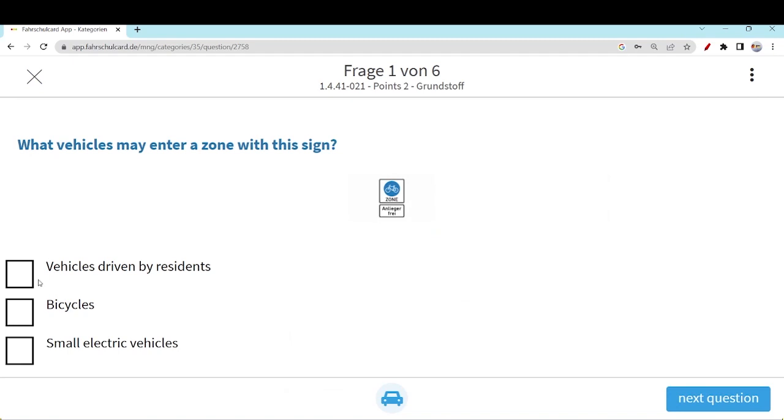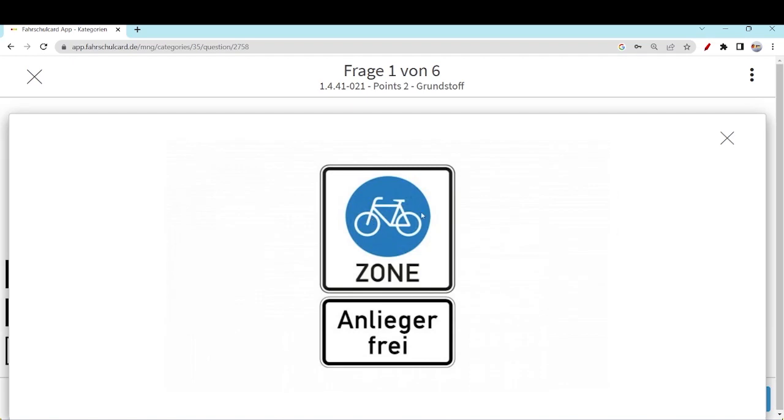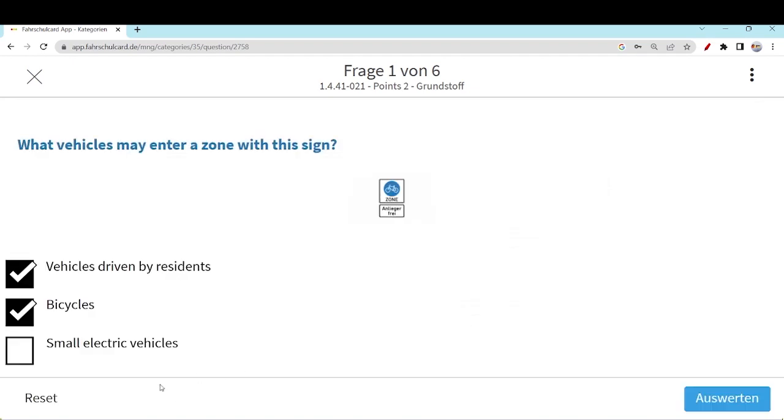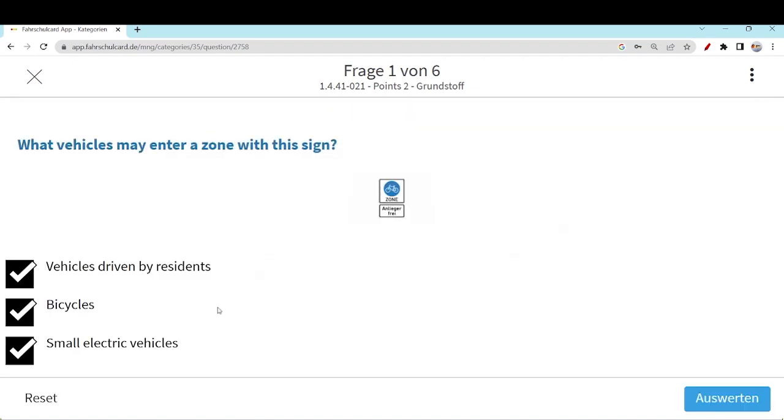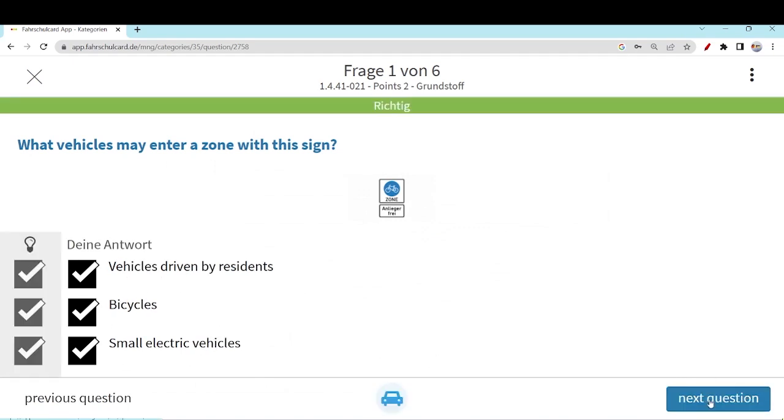So vehicles driven by residents, fine. Bicycles as well, yes. Even small electric vehicles, electric bicycles. You see, this sign is not classifying electric bicycles and cycles separately, because they are in the same category. So small electric vehicles, mopeds you can say, or electric bicycles are allowed. That is very clear from this sign. This sign indicates electric cycles, mopeds, normal cycles, plus residents of that area. So vehicle driven by resident, bicycle, small electric vehicles, all three are the correct answers.